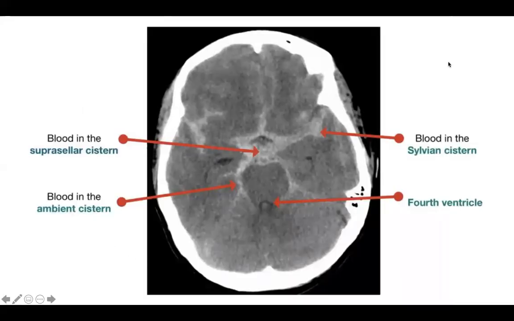So you can see in more detail, blood in the Sylvian cistern, blood in the fourth ventricle, blood in the, no, actually there's no blood in the fourth ventricle, but there's blood in the suprasellar cistern and in the ambient cisterns.